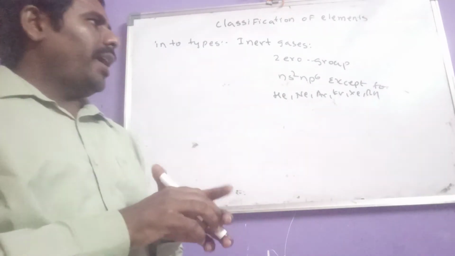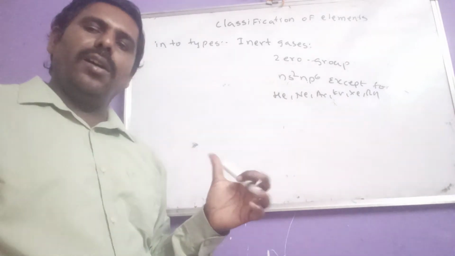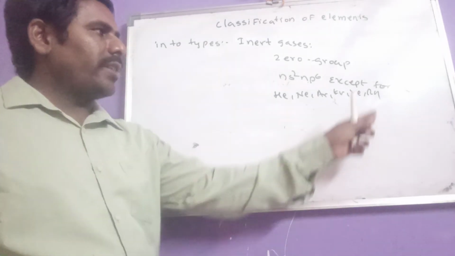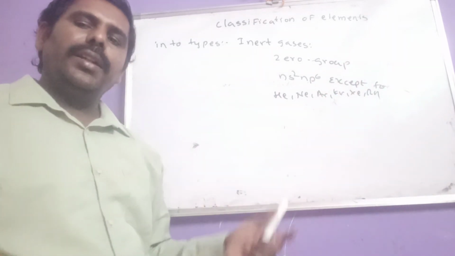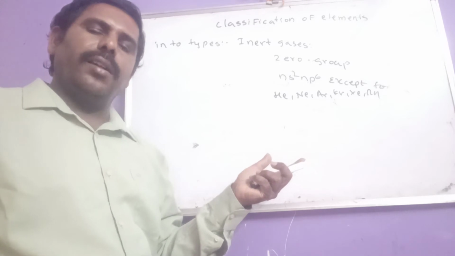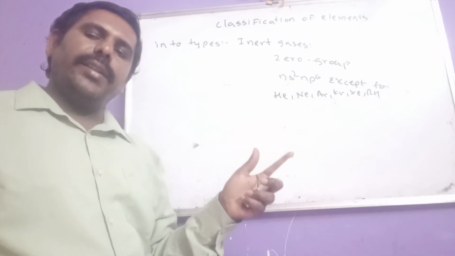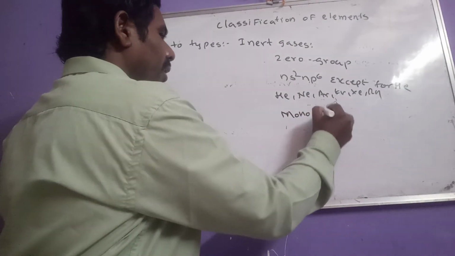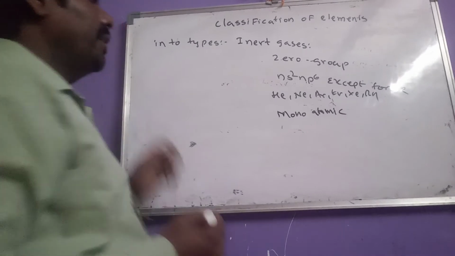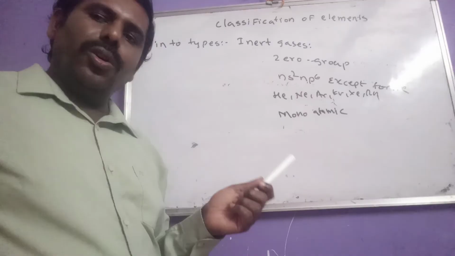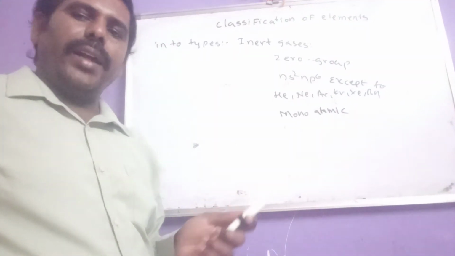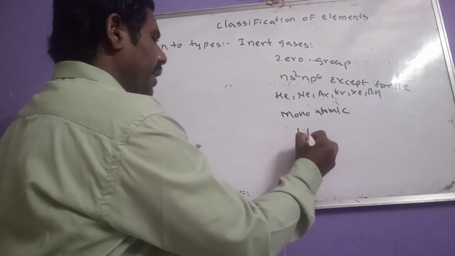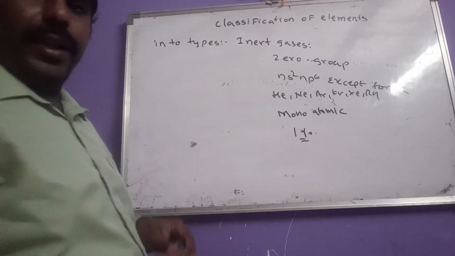These are the elements present in inert gases. All inert gases are colorless, odorless, tasteless gases. Of course, radon is a radioactive element, leave that. All zero group elements are colorless, odorless and tasteless gases. And all of these are monoatomic gases. They are of very low abundance in atmospheric air. Only 1% abundance is there.